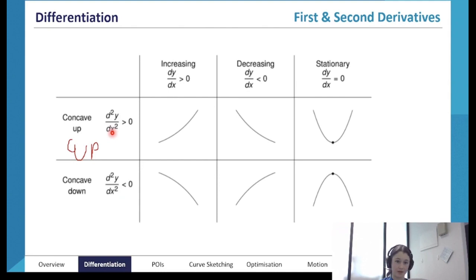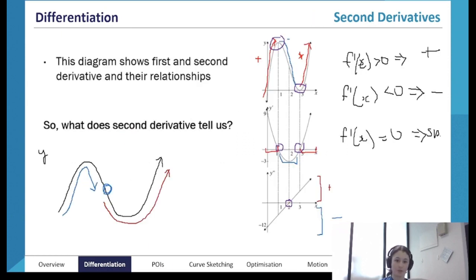So when the second derivative is positive, is above zero, it's going to be increasing, and that's what we saw back here. So when the second derivative is positive, then the curve has this concave up form and is increasing. And when the second derivative is negative in this section here, then it's going to be concave down, it's decreasing.